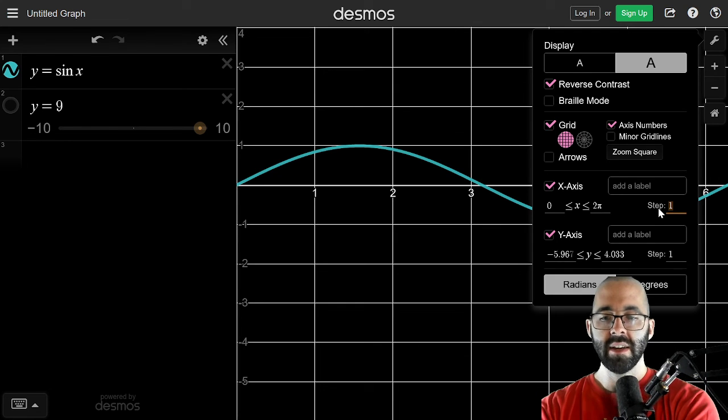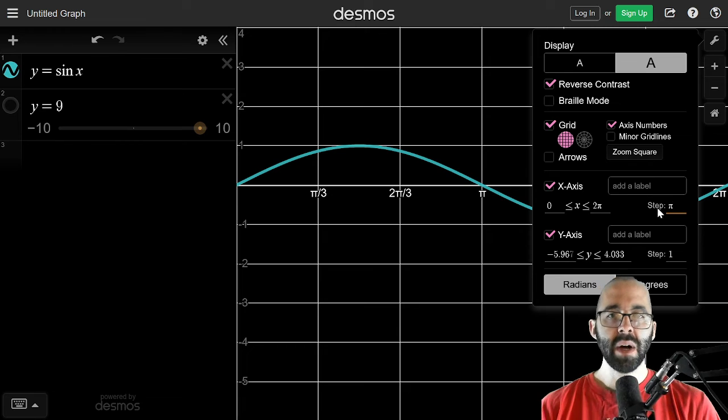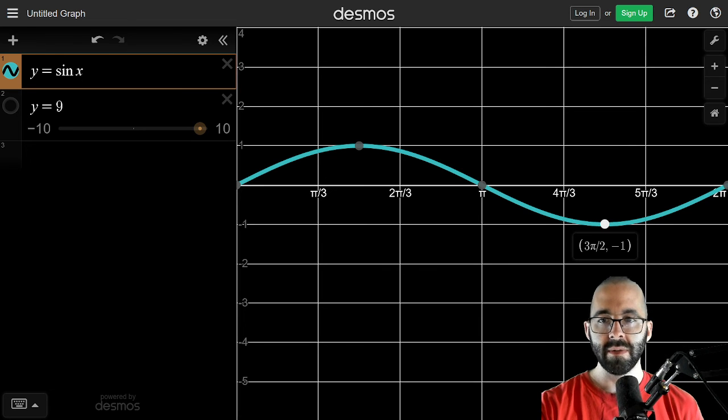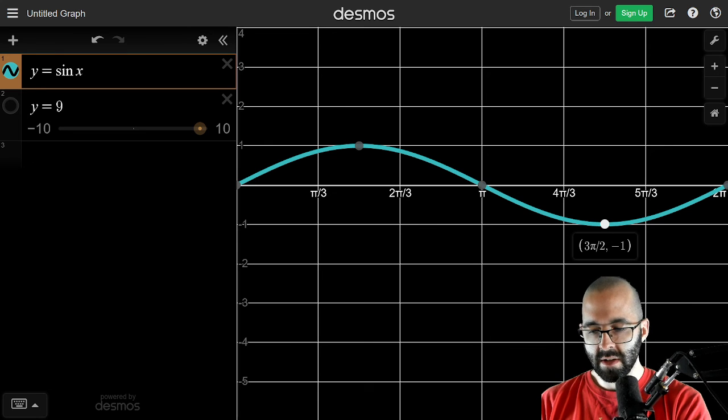Well, we can make our step size in terms of pi to make things a little bit more clear. The minimum occurs when x is 3 pi over 2. Right there, that's the minimum, when x is 3 pi over 2. And that's our answer.